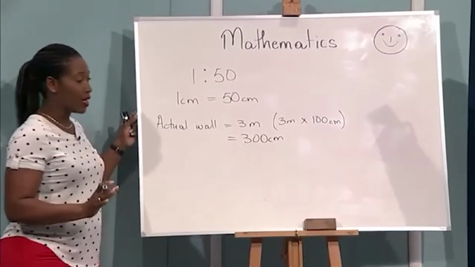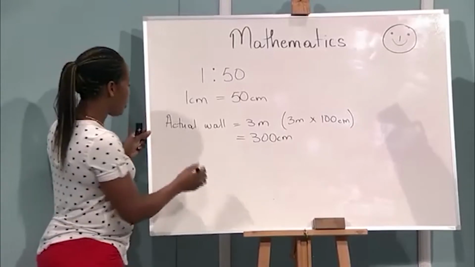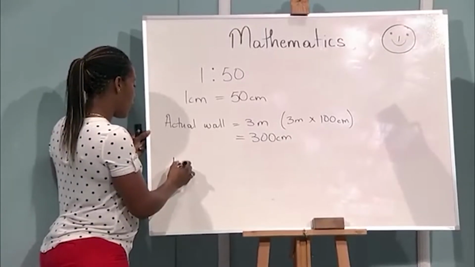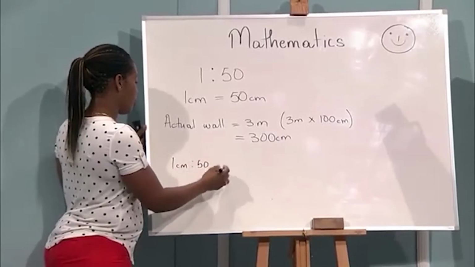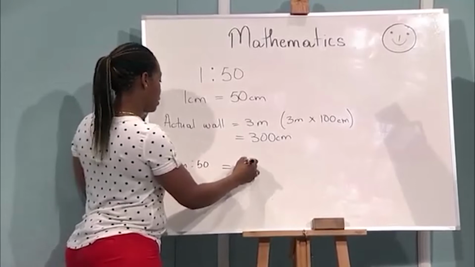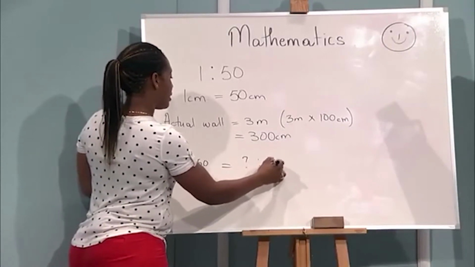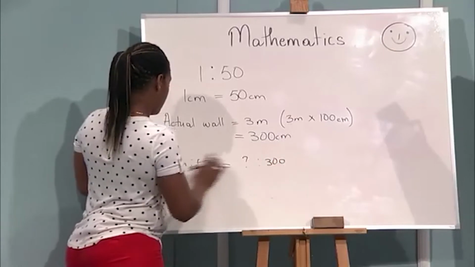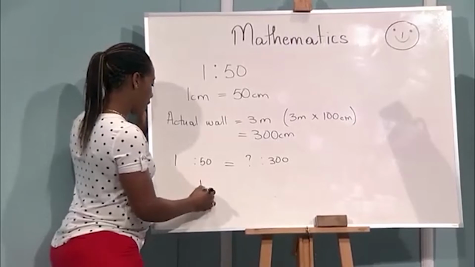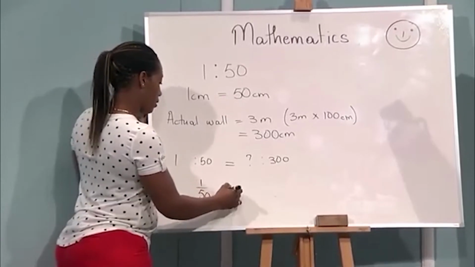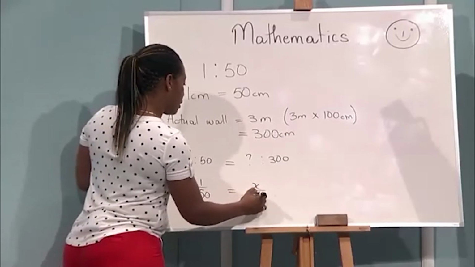So that's information I have. So I can now equate 2 ratios. That's one way I can look at it. So I have 1 centimeter to 50. And I want to find out how many centimeters I will need to represent 300 centimeters. I can now represent it as a fraction, and then I'm going to use x in place here for my unknown.